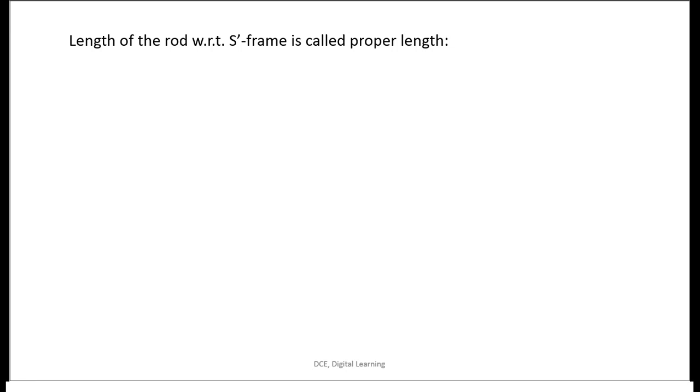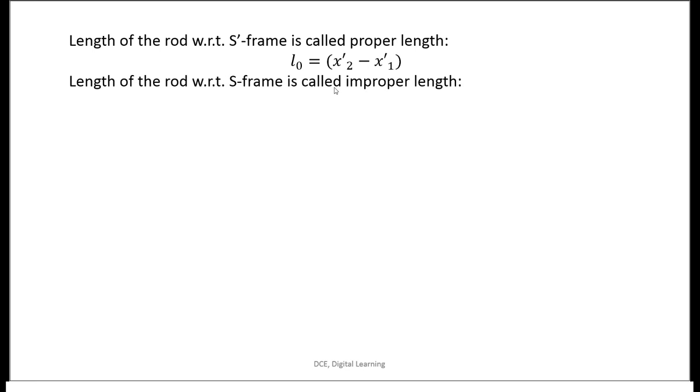The length of the rod with respect to S prime frame, that is x2 prime minus x1 prime, is called the proper length of the rod. It is indicated by L0 equal to x2 prime minus x1 prime. Similarly, the length of the rod with respect to S frame is called the improper length, which is given by L equal to x2 minus x1.